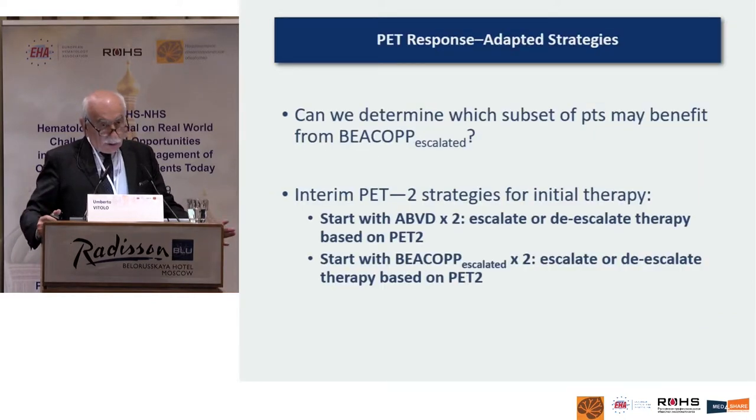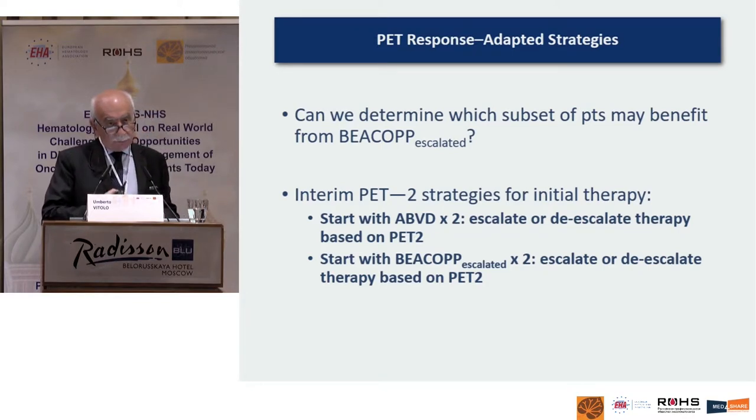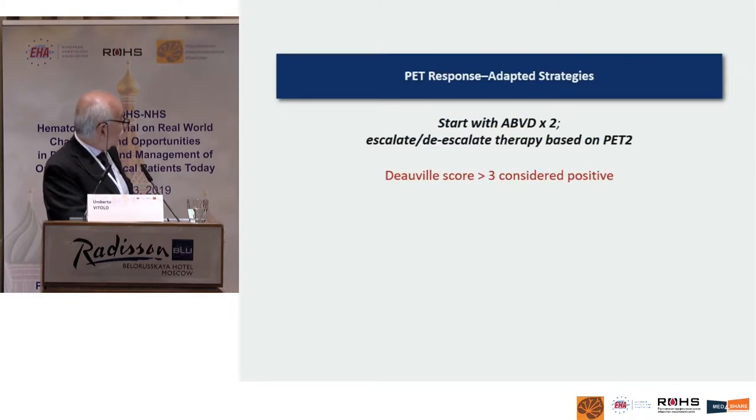So now, this is the standard treatment, but how can we improve the treatment for advanced stage? There are many studies showing that you can improve your strategy by applying what we call PET response adaptive strategies. We have two strategies: one is to escalate, and the other is to de-escalate therapy, based on interim PET results.